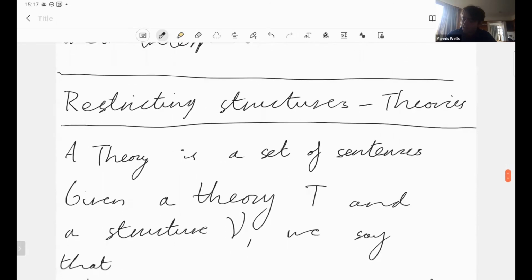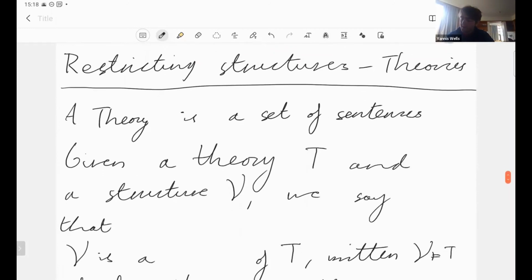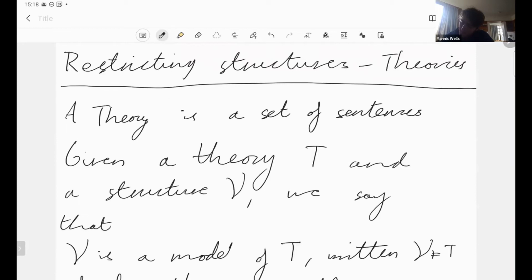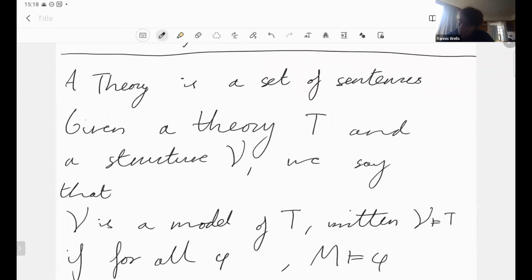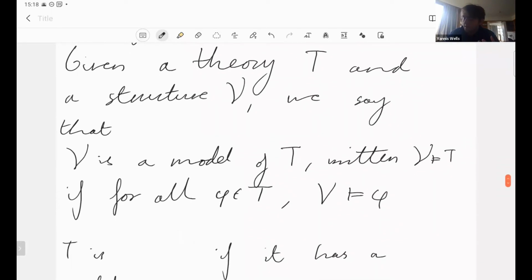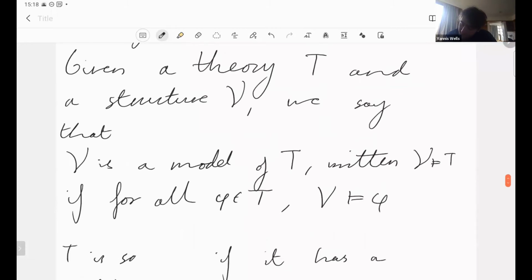And given a particular theory T and a structure V, we say that this structure V is a model of T, written very similarly to the truth notation, which is essentially saying that every sentence in T is true in this. That's exactly what we mean: for all sentences in the theory, the structure V models that sentence, so that sentence is true. I hope this is relatively intuitive. And now we're going to bring in a concept of something being satisfiable, which is just if it has a model.